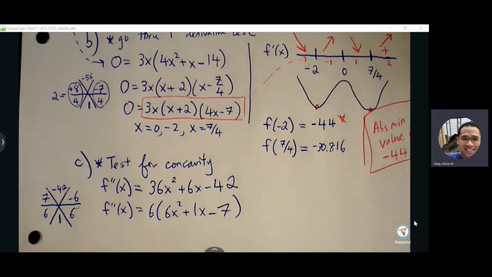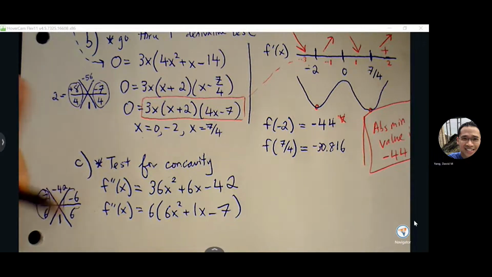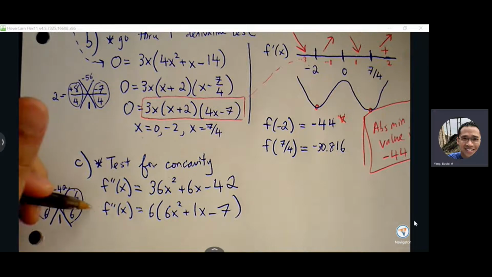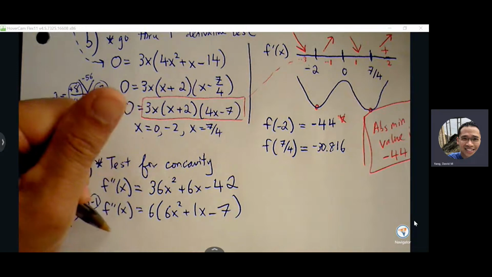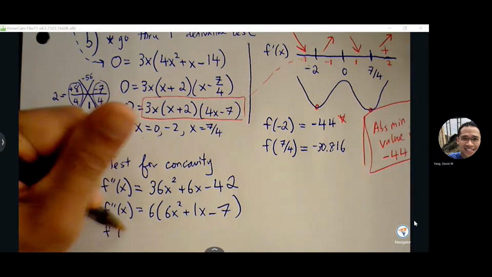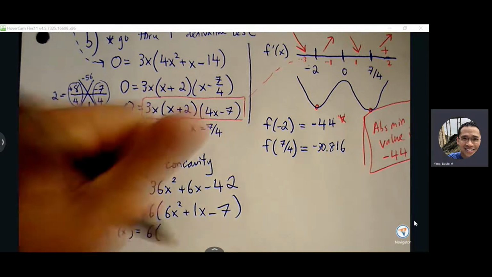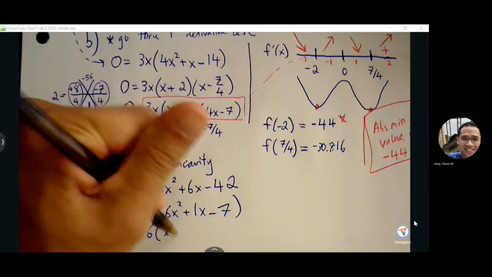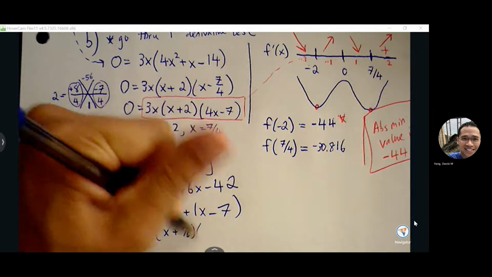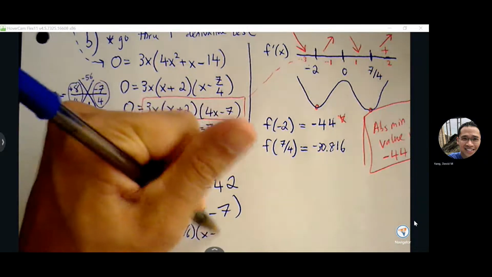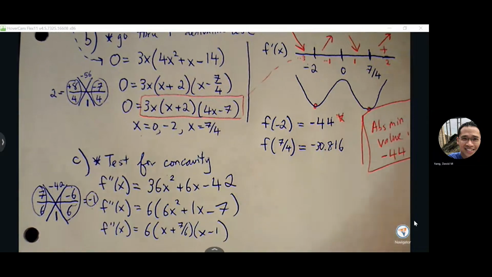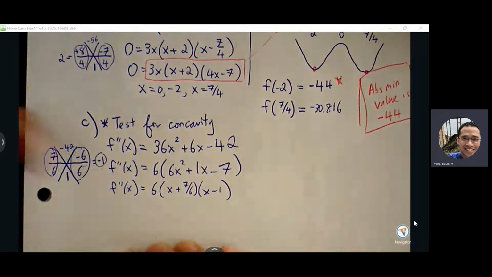Let's double check it. 7 times negative 6 is negative 42. That's good. 7 minus 6 is 1. That's good. Involve those fractions there: negative 6 over 6 becomes negative 1, so that cleans up nicely. Okay, x plus 7/6, x minus 1. Set our second derivative equal to 0.